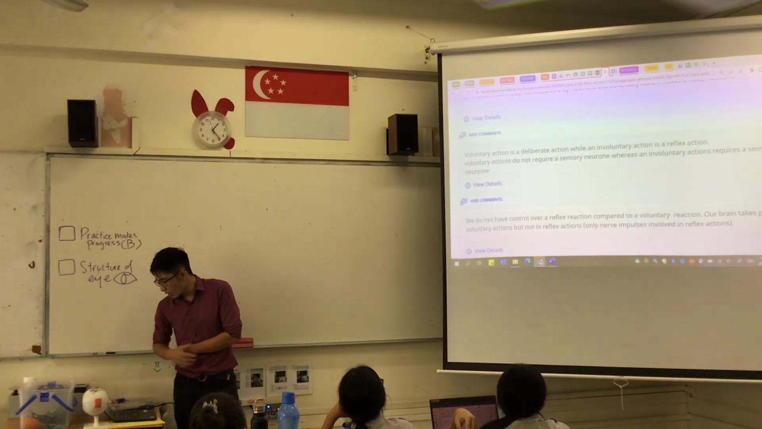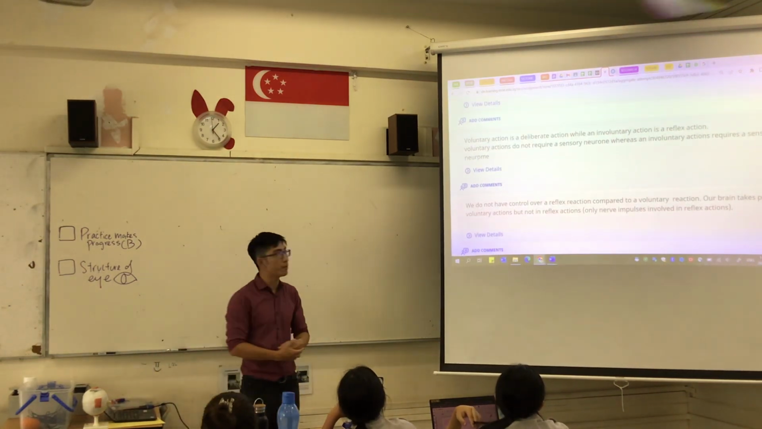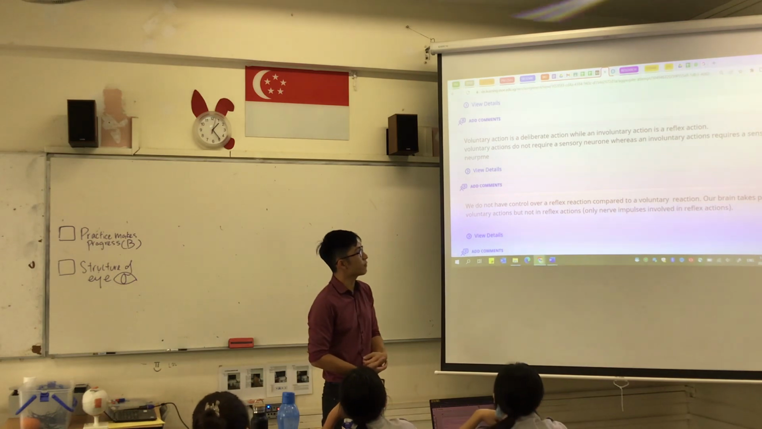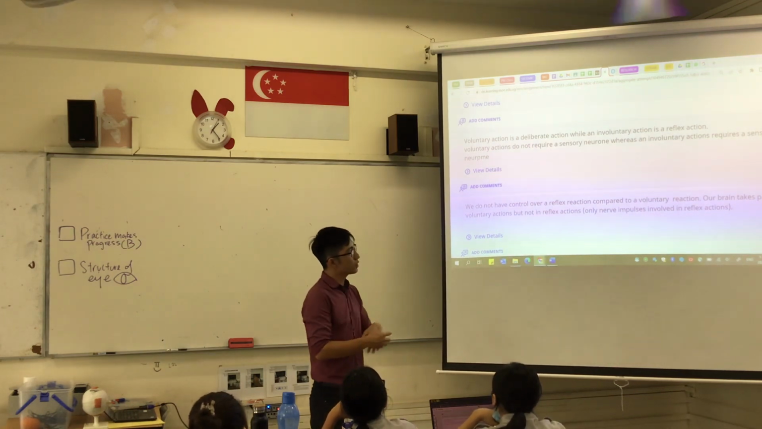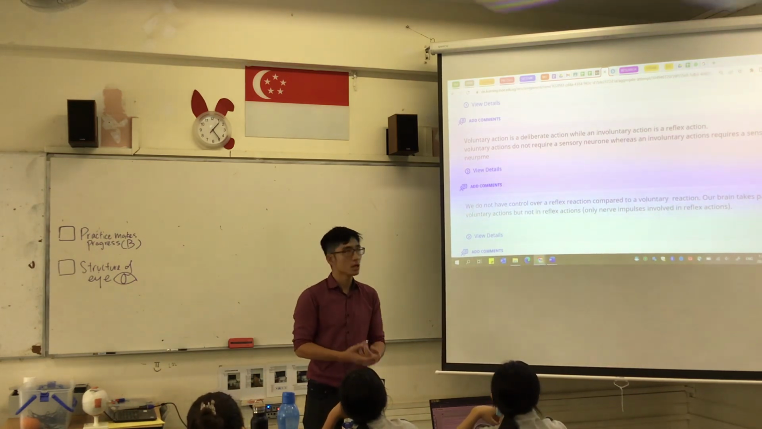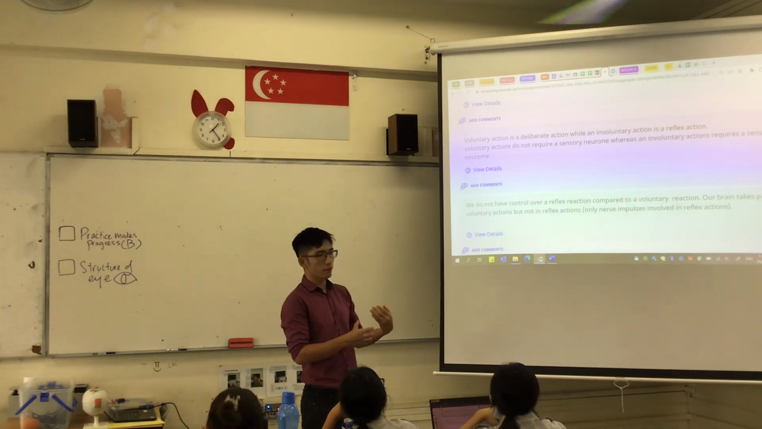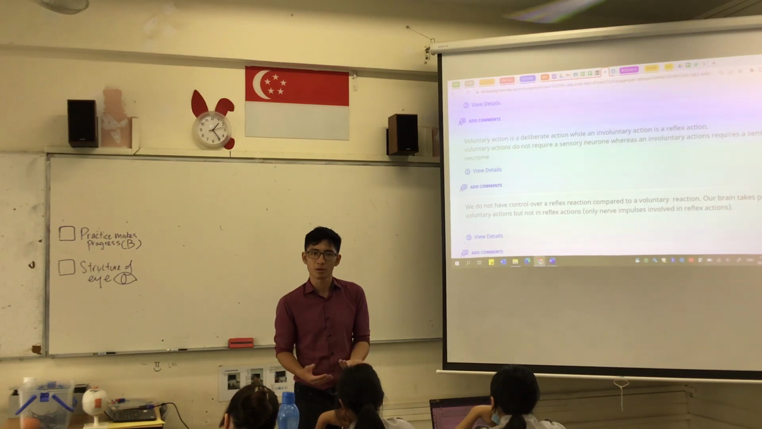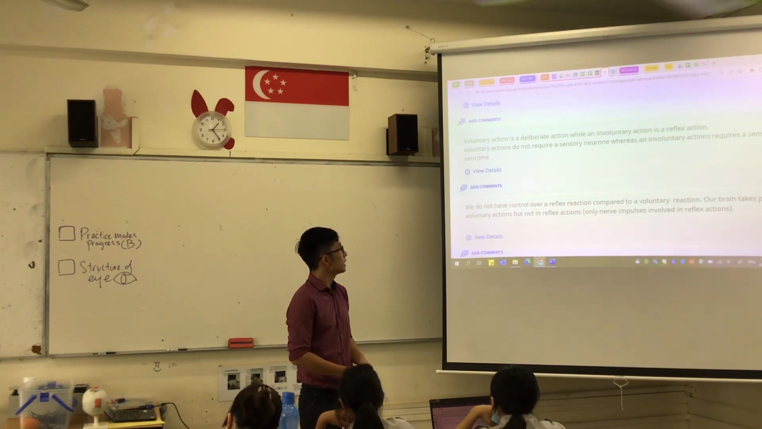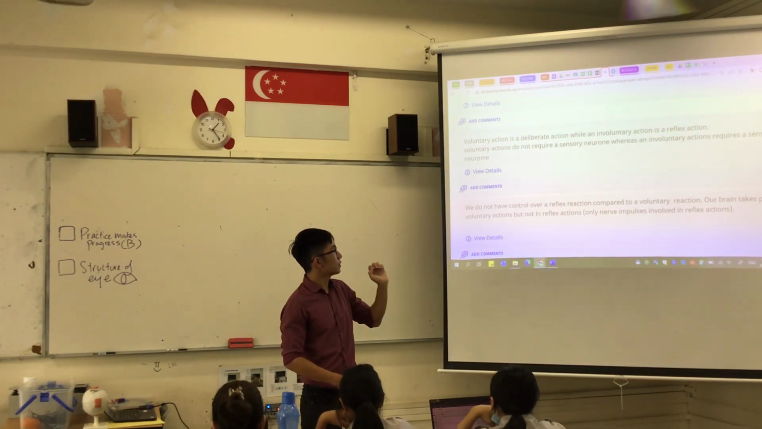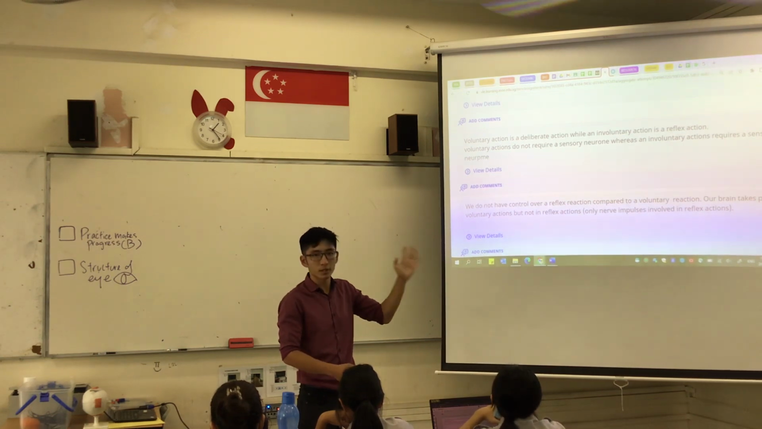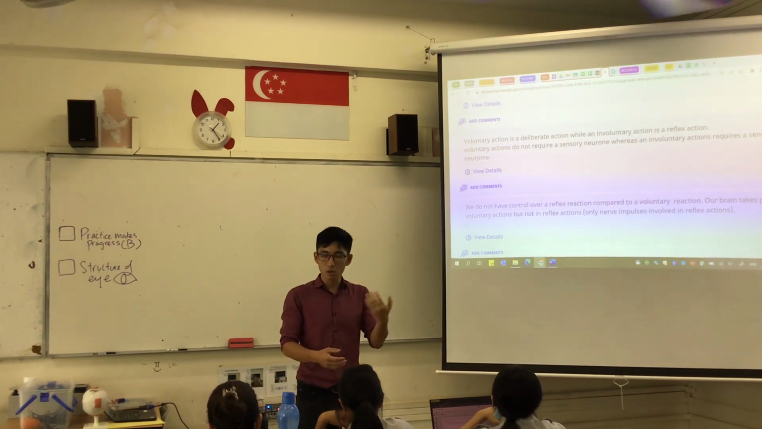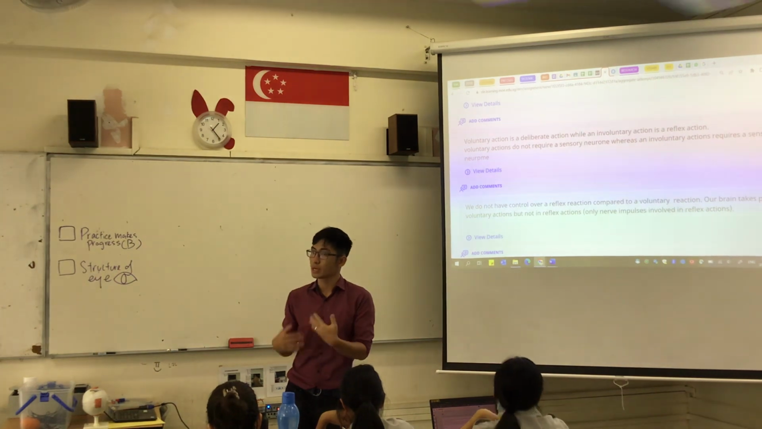Okay, this particular option here: voluntary action is deliberate, involuntary action is a reflex action. I suggest not to write down such a comparison, because the name of the action itself already implies that it is voluntary or involuntary. Yeah? Voluntary action is deliberate. I could have just said voluntary action is voluntary action. Yeah? So we try not to describe the name.